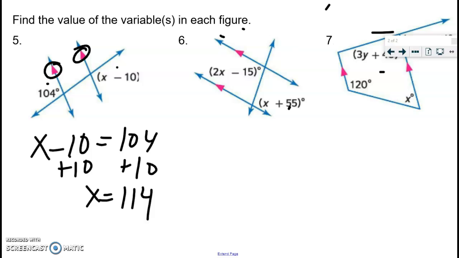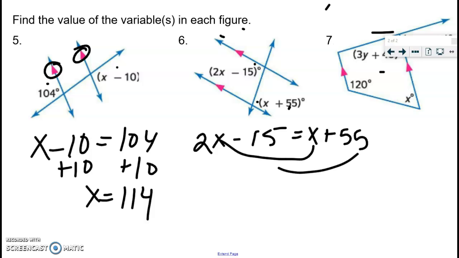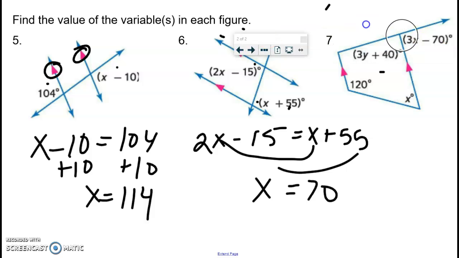Number 6, I know that these are going to be opposite interior angles, so they must be equal to each other. So I have 2x minus 15 is equal to x plus 55. I'm going to move this x over. I'm going to move this 15 over. This will become 70, this will become x, and x is equal to 70. Once again, no degree symbol because it's not an angle. It is just a variable.